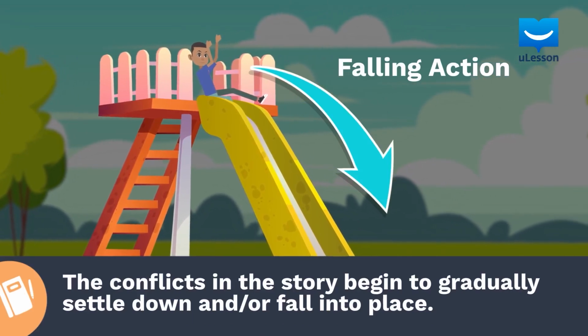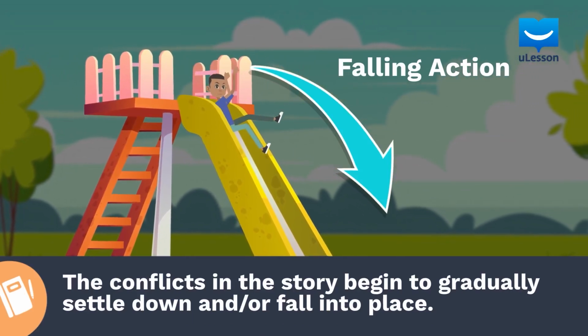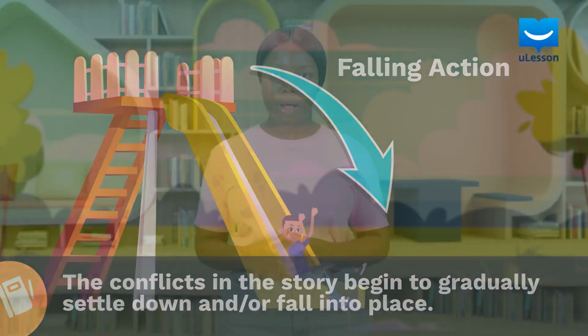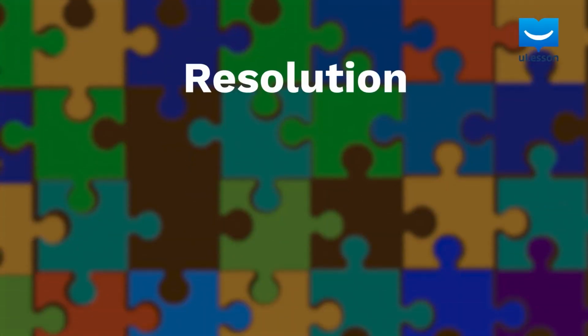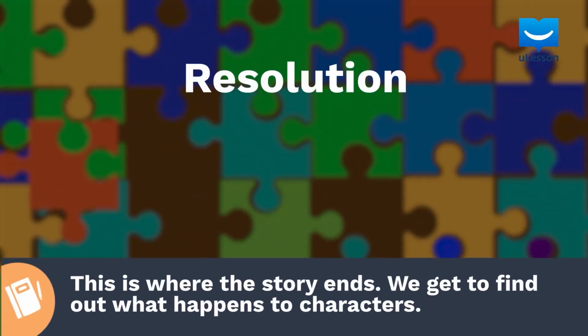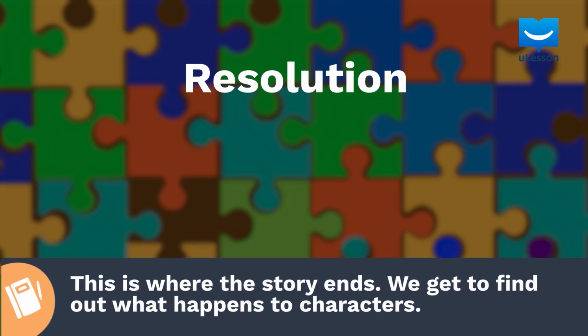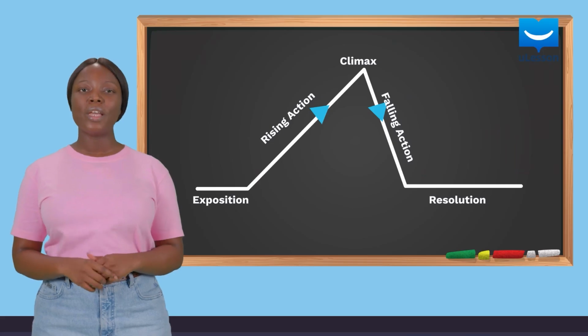Here, the conflicts in the story begin to gradually settle down and/or fall into place. Events are no longer heated up. And we have the last, which is resolution. This is where the story ends. We get to find out what happens to characters. If the story is a tragedy, the hero dies. And this marks the end of both the story and conflict.